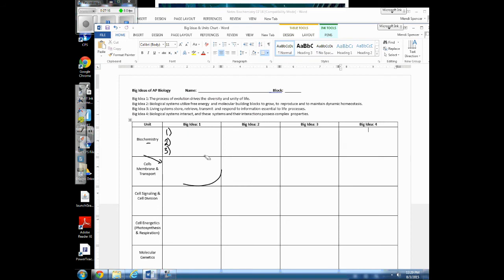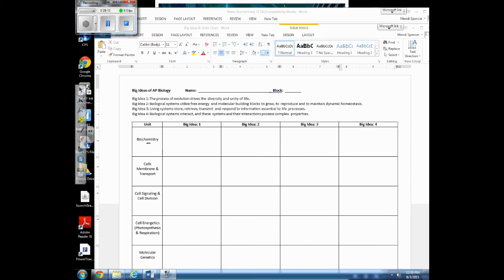Let me take a second to get rid of this writing. We need you to have a really good understanding of these big ideas and concepts from each unit that relates to each of these big ideas. As the year goes on and you develop a better understanding of these 4 ideas, you're going to be able to list any concept from a unit and say, this relates back to big idea 2, or this concept has to do with big idea 4. So we're going to start doing that with the biochemistry unit.